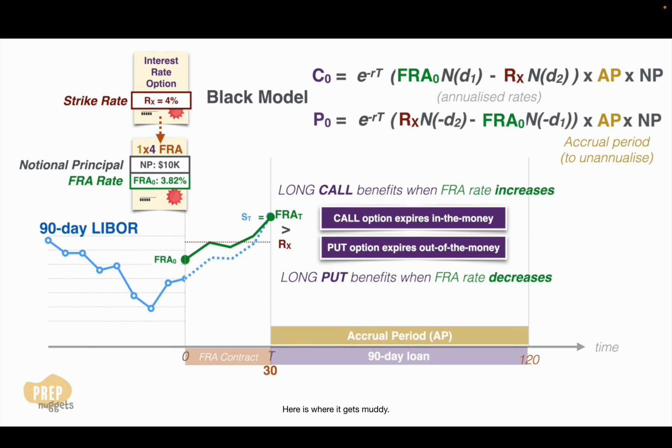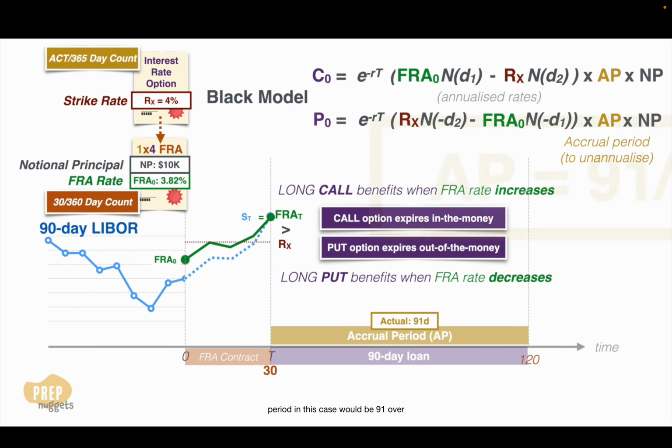Here is where it gets muddy. We've learned that FRAs and loan contracts based on LIBOR follow the 360-day count convention. However, options tend to follow the actual 365-day count convention. So if the actual number of days is 91, the accrual period in this case would be 91 over 365.